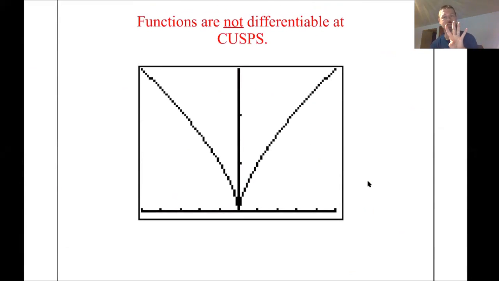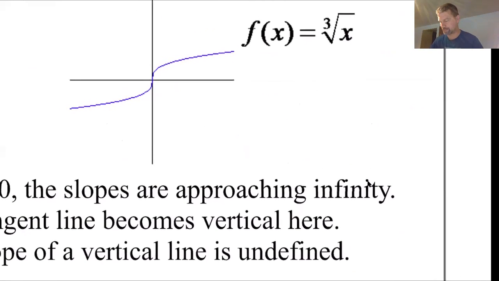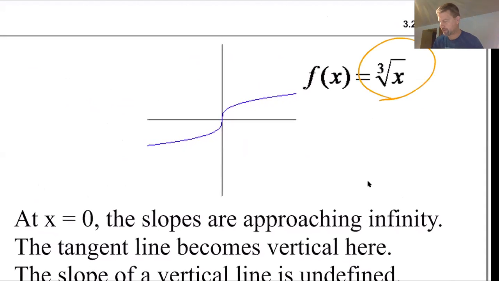There are going to be 4 cases where functions are not differentiable. We already covered 2 of them. One is corners, one is cusps. The next one is probably the hardest one to see. But here I've got f of x equals the cube root of x, which looks like this. Now this one's a problem because when I talk about different points, the problem is going to be right there, because right there, the slope is straight up and down.